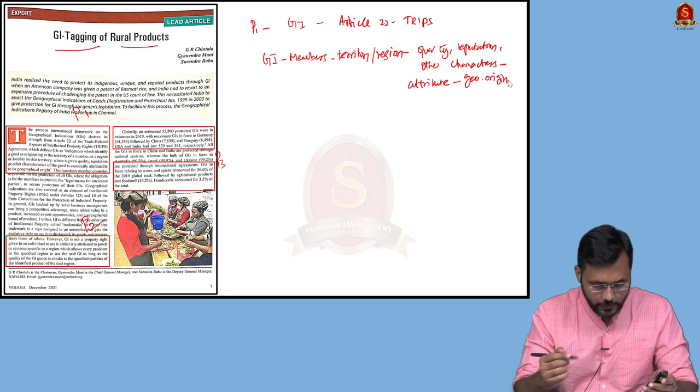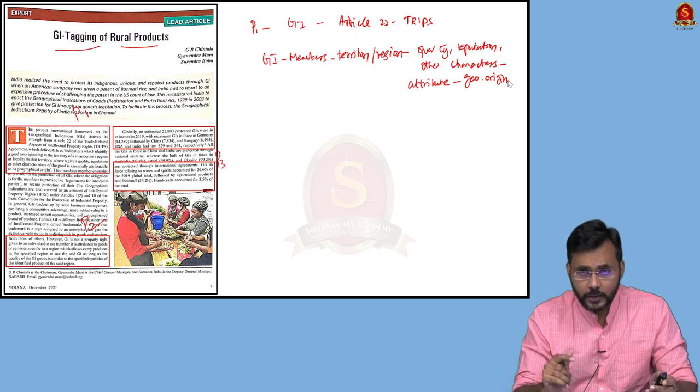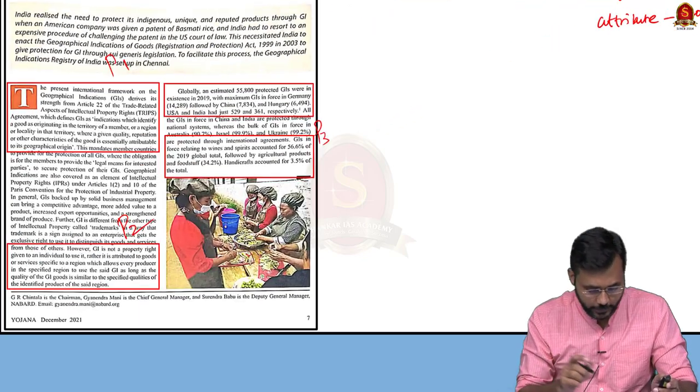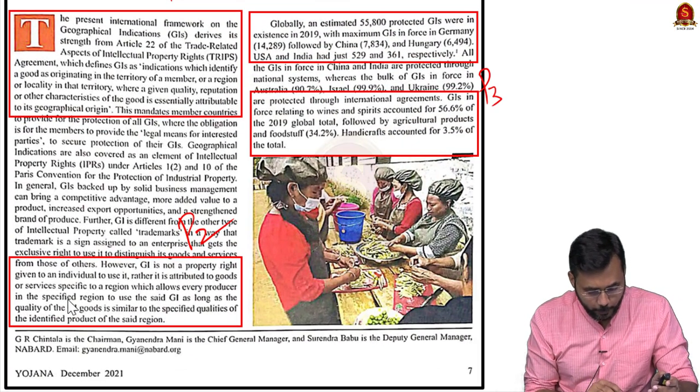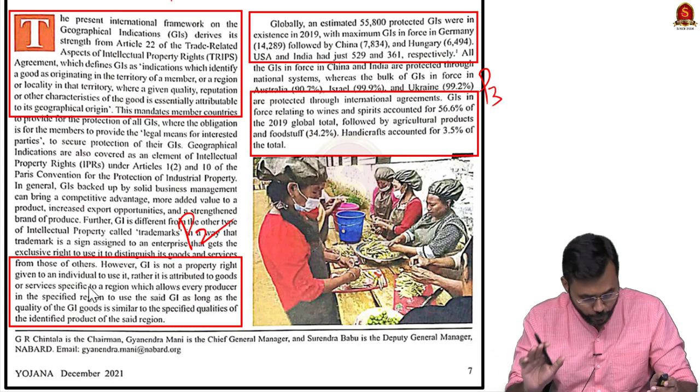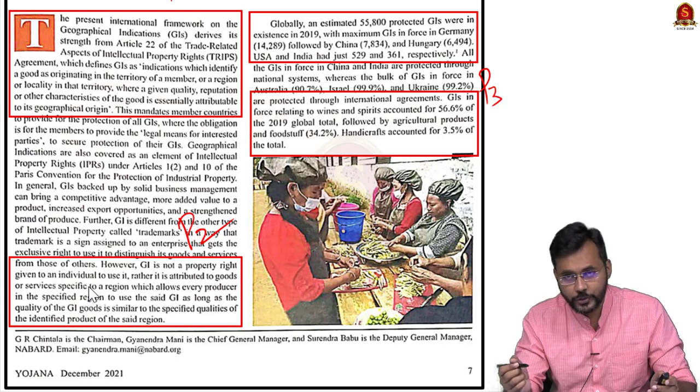Okay. Then paragraph 2 says what a GI tag is and what is not the thing you can claim under the GI tag. A GI tag is not a property right given to an individual. A GI tag is given to a region for its products. It's not given to an individual. It's an attribute of goods, specific to a region, which allows every producer in the specified region to use the GI tag as long as the quality of the GI goods is similar to the specified qualities of the identified product of the said region.